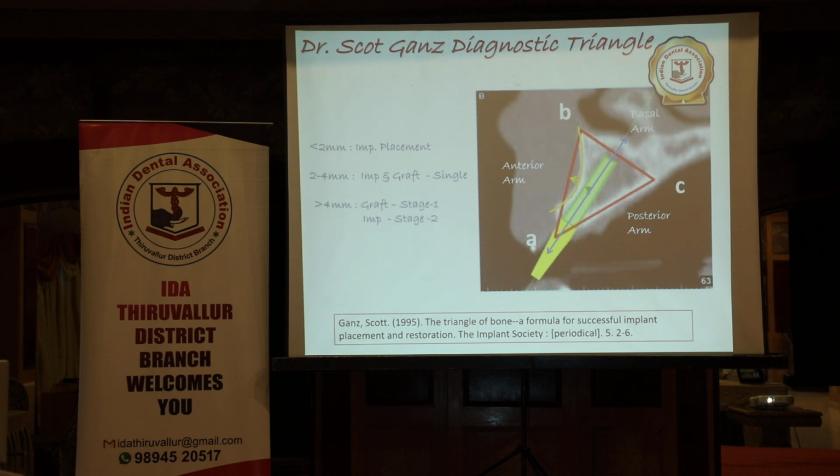And if it is more than 4 mm, you have to graft, wait for it to settle down for at least 3 to 4 months, and then go for the implant in stage 2, and then the prosthesis in stage 3. So this is the very easiest way to evaluate. You can just look at the CBCT, imaginarily draw a triangle, and take the call on how your process is going to go.